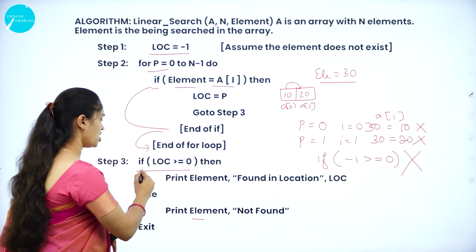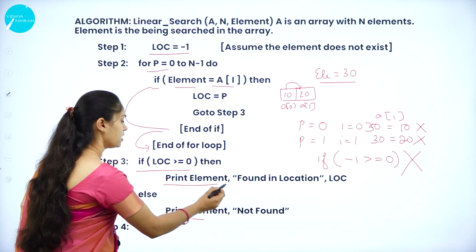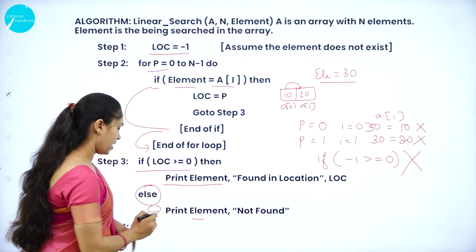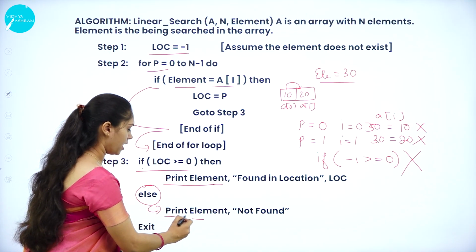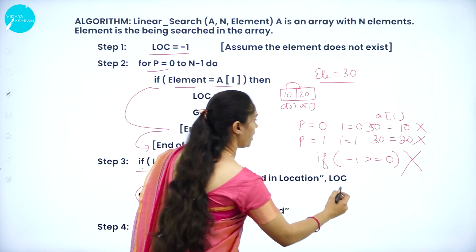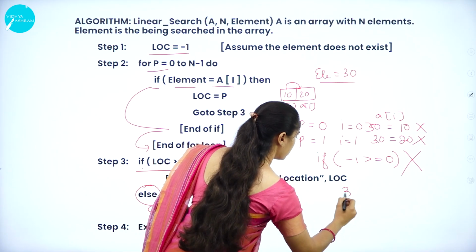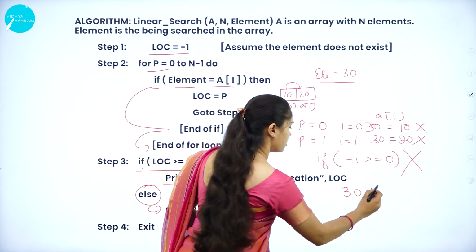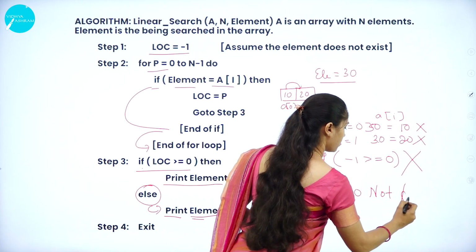When the if condition becomes false, it won't execute that part and it will come to the else part. What do we have in the else part? That is print element. What is the value of element? I am searching for 30. Element not found. That means 30 not found.